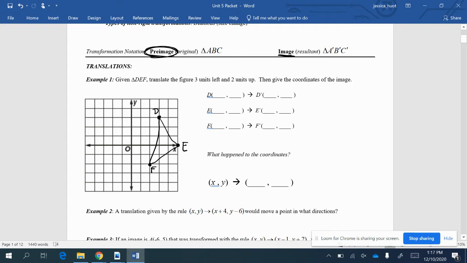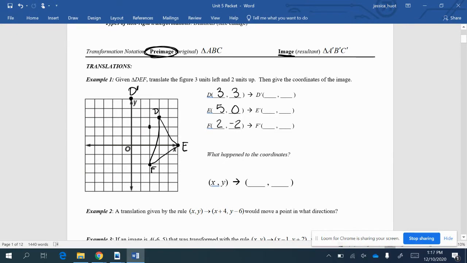So you're going to start by writing down the original points. So I have points at (3, 3), (5, 0), and (2, -2). Then in your picture, you can go ahead and count. So 3 units left. So taking D, 1, 2, 3, and then 2 units up, 1, 2. So this new point is going to be D prime. It's our new point. You have to distinguish between your original shape and your new shape, and that's why we use the primes.